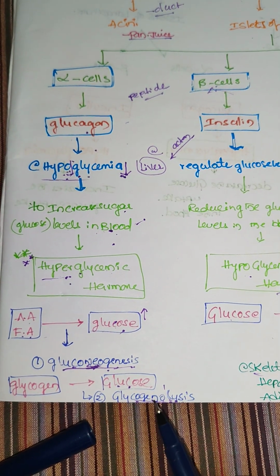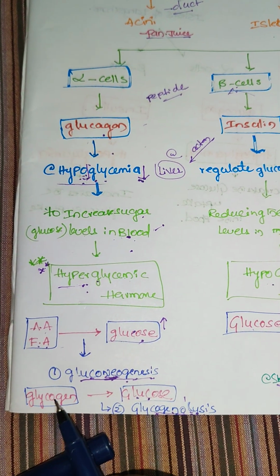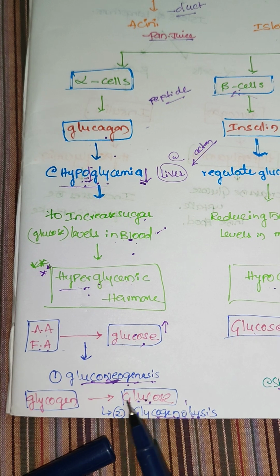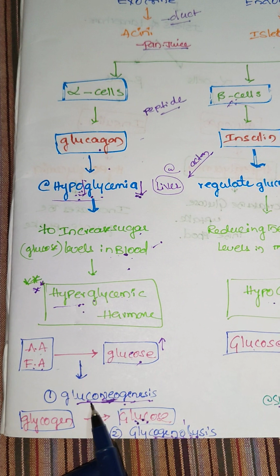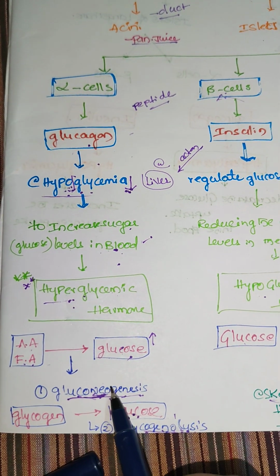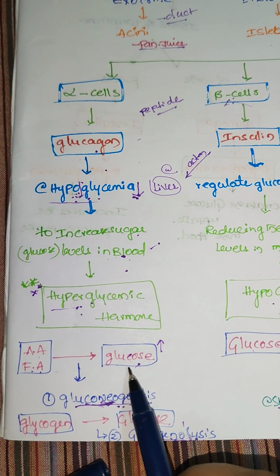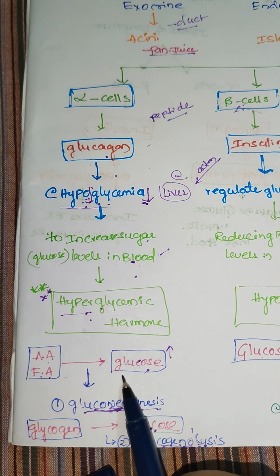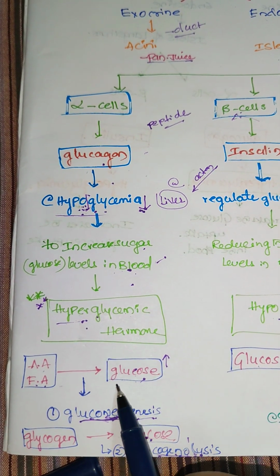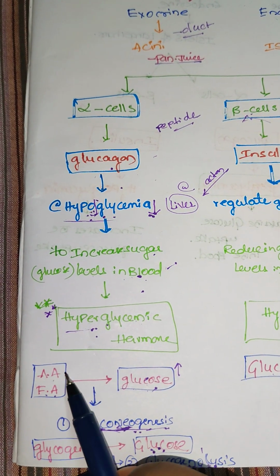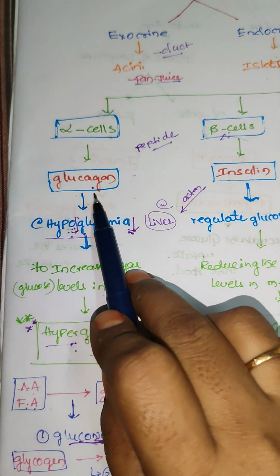gluconeogenesis and glycogenolysis. Here lysis means break. What breaks? Glycogen breaks into glucose, to increase the glucose level in the blood. And what does gluconeogenesis mean? Here neo means new. You have to remember it like this: glucose is developed from non-carbohydrate compounds. So it is the conversion to glucose from non-carbohydrate forms, that is, amino acids and fatty acids. These are the 2 functions of glucagon.